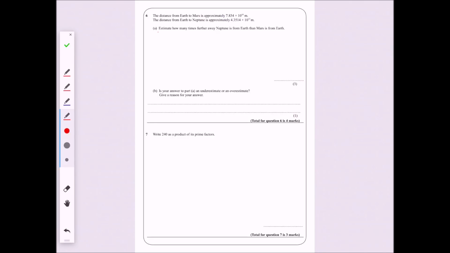Now, because it's an estimate, we round to one significant figure. So this would round to 8 times 10 to the 10. And this would round to 4 times 10 to the 12. So if we do the biggest one divided by the smallest one, that should give us how many times further it is. Now 4 divided by 8 is 0.5, and 10 to the 12 divided by 10 to the 10 is 10 to the 2. Now 10 to the 2 just means times by 10 twice, so that would be 0.5, 5, and then 50 times further.